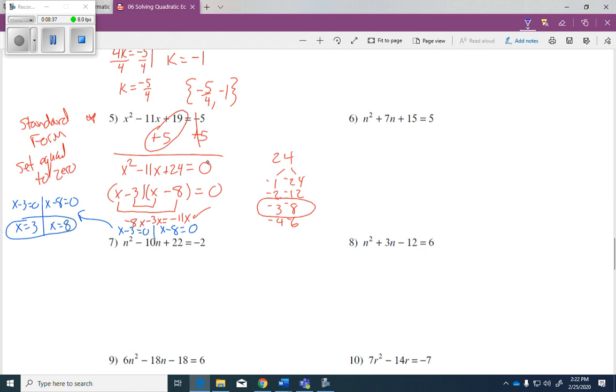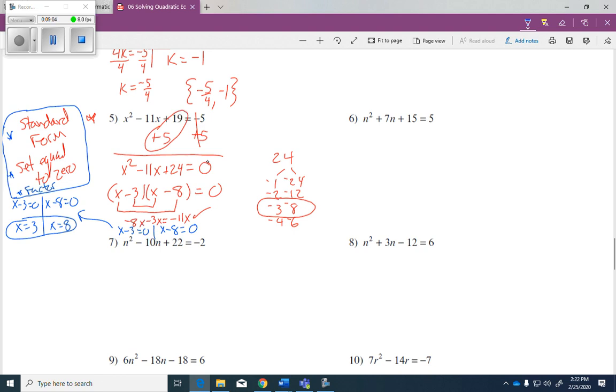So you can see that for this lesson, we have to be able to factor. Okay, we're going to get it into standard form. It'll be set equal to 0, and then we will factor. Write down these steps right here. Write it in standard form, set equal to 0, and then factor it.